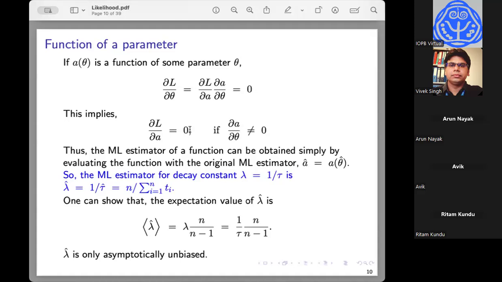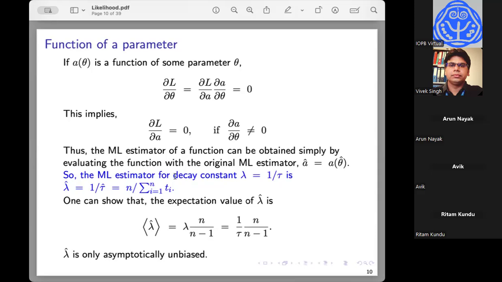That's the point. The ML estimator for A can be simply obtained by evaluating the function with respect to the original ML estimator for theta. So the ML estimator for A is simply A of theta hat. If you know the functional form and you want the estimate for that function, and you know the estimate for the parameter, then you can calculate the estimate for that function.